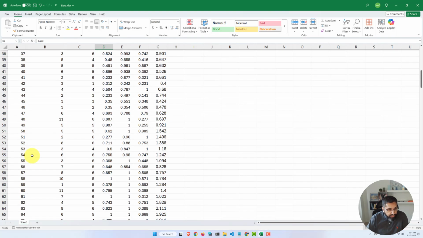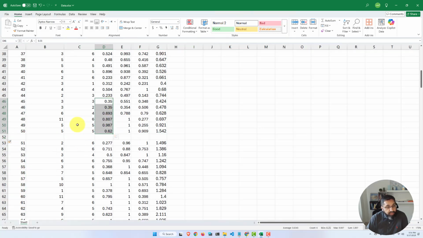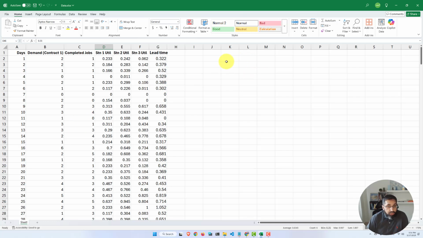You only have 50 days of data available in the beginning, so I'm going to insert an empty line. I'm only going to use the first 50 days of data to do my estimation.